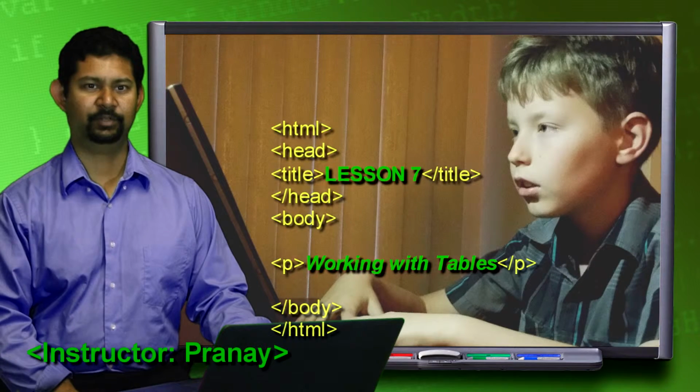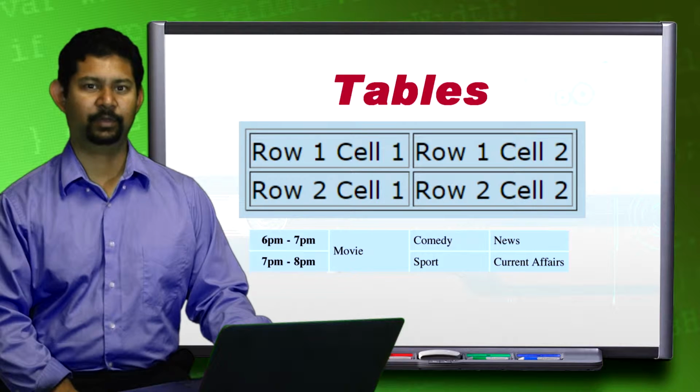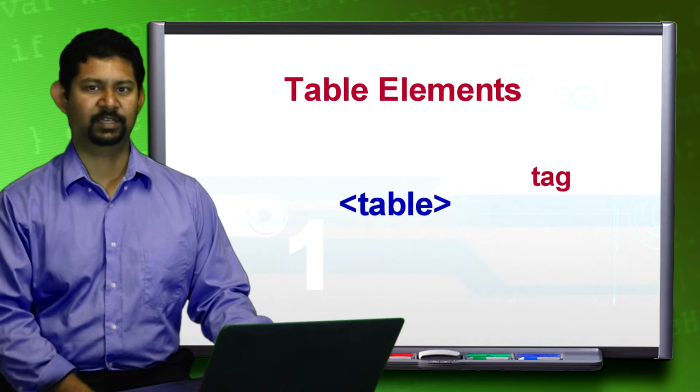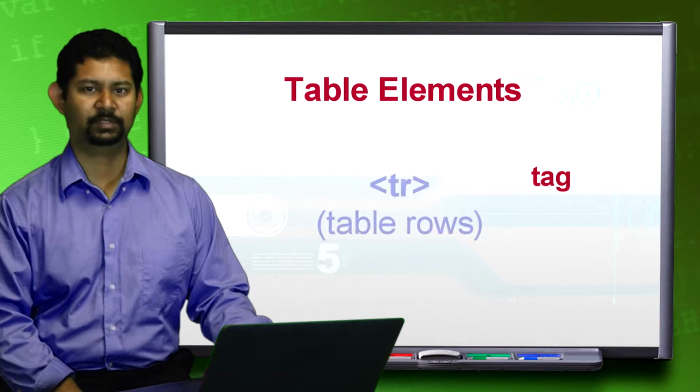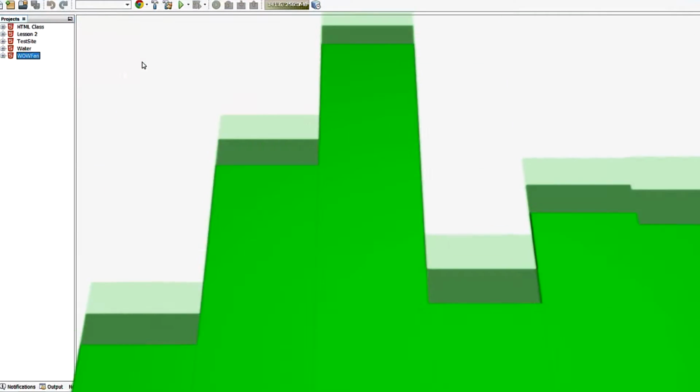Welcome to Lesson 7. Today we are going to be working with tables. Tables may seem difficult at first, but after working through this lesson you'll see that they aren't so horrible. A table element consists of 3 different HTML tags: the table tag, tr, table rows, and td, table data. So let's look at some tables.